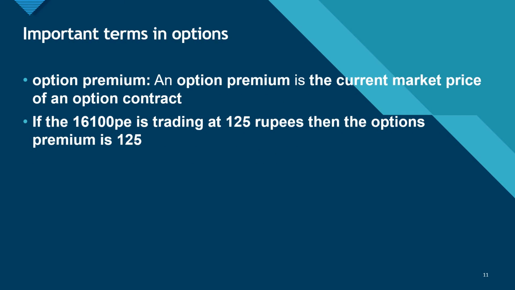Next is option premium. What is an option premium price? It is the price at which the strike is trading. For example, if you buy the 16,100 put option, the price at which the 16,100 put option is trading is the option premium price.